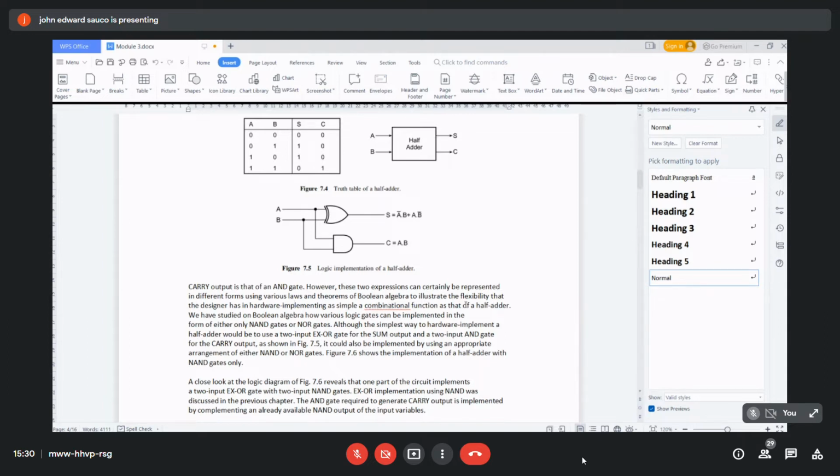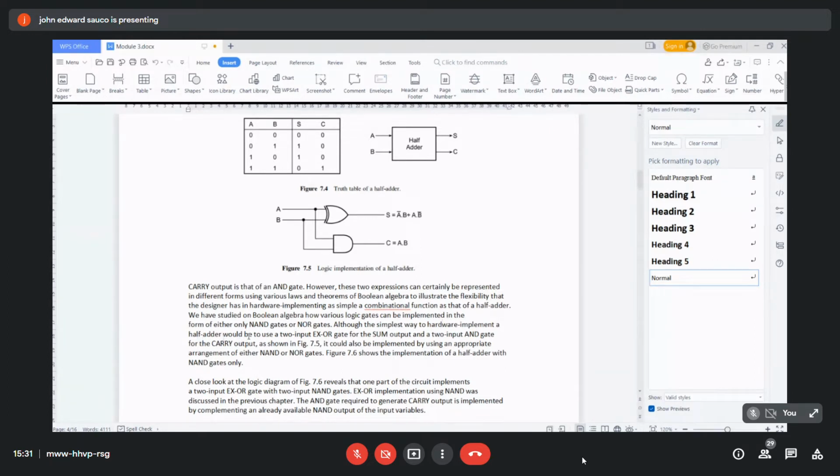combinational function. So, the half adder, we studied in Boolean algebra how various logic gates can be implemented in the form of either only NAND or NOR. Of course, because NAND and NOR gates are universal gates. So, it can be the simplest way to implement in hardware.